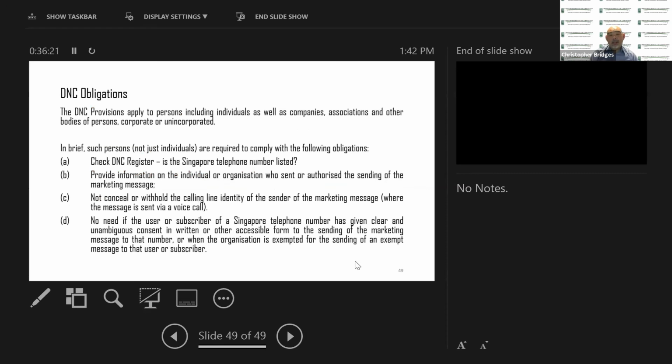The DNC obligations provide that if you want to make cold calls to individuals on their mobile numbers, such persons are required to comply with the following. Okay, check the DNC on whether the Singapore number is listed. You have to provide the information on the individual who sent the marketing material. You cannot hide the identity of who is contacting the individual. But again, there is no need if the subscriber has given clear and written consent. But again, like I have emphasized earlier on, the consent here has to be in writing.